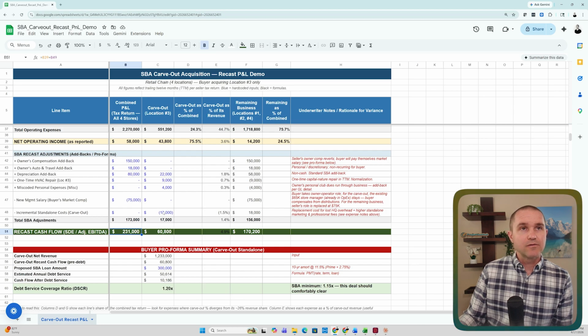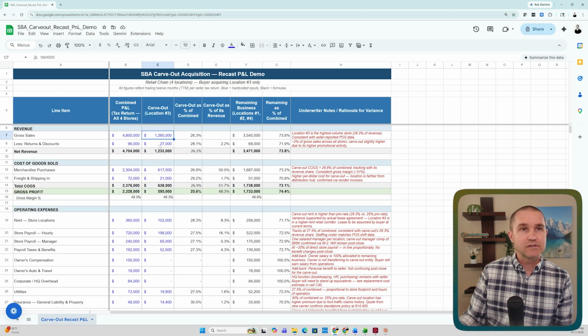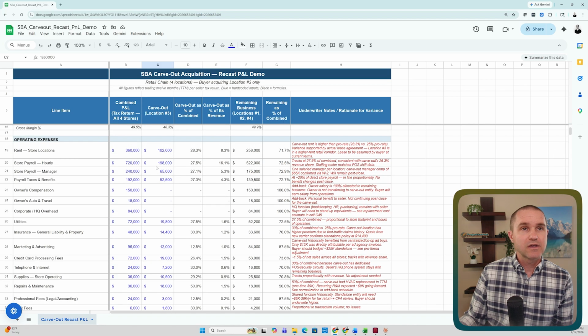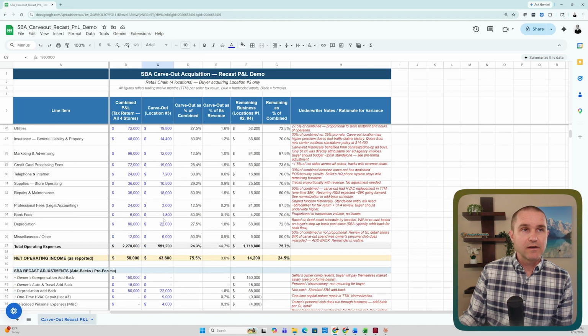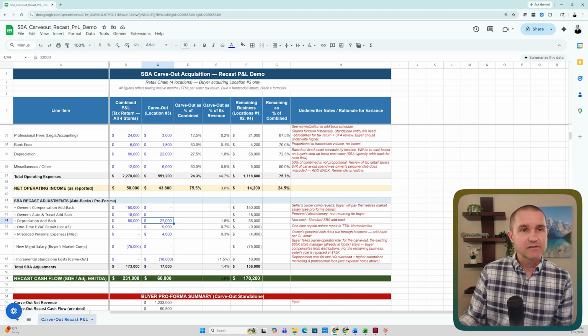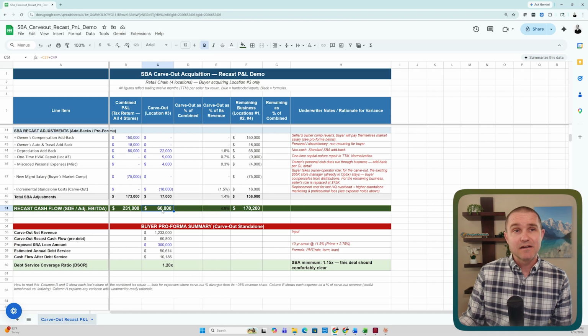Now, the carve-out location is just location 3. Location 3 does 1.26 million in revenue. You can see their margins are similar to the total. They've got rent for that specific location, payroll and whatnot, right? So we can go down the list and see their net income and then add back. We're going to add back depreciation and some HVAC repair that was a one-time expense. So that gives us an adjusted net income or EBITDA for just that one location.